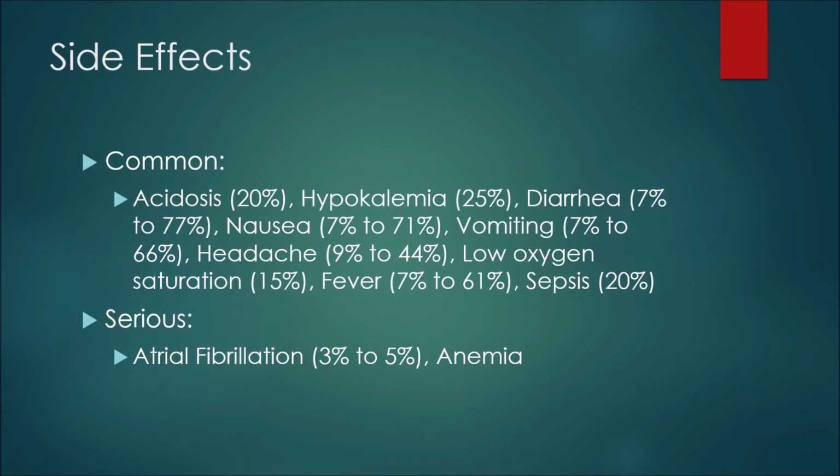So for acidosis, we may see this happen 20% of the time. Hypokalemia or low potassium may happen 25% of the time. Diarrhea can happen 7 to 77% of the time, so there's one of those wide ranges. Nausea can happen 7 to 71% of the time, and 7 to 66% of patients may experience vomiting. A headache can happen 9 to 44% of the time, and low oxygen saturation may happen 15% of the time. 7 to 61% of patients may develop a fever, and 20% may develop sepsis.